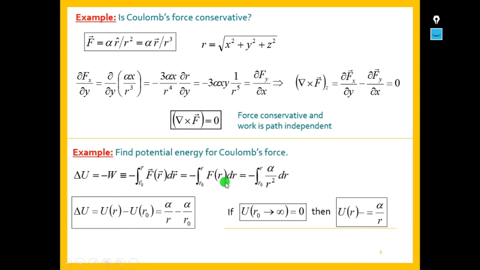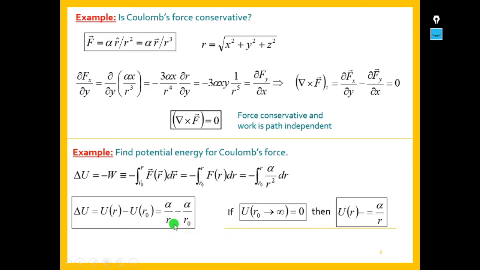Next we have to find out the potential energy for Coulomb's force. As we all know, potential energy delta U is equal to minus W. That is equal to minus the integral from initial distance r naught to final distance r of F(r)·dr. Here our force is given as alpha by r squared, hence minus the integral of alpha by r squared into dr. So delta U is the potential energy between the upper limit minus the lower limit, U(r) minus U(r naught), that is equal to alpha by r minus alpha by r naught.